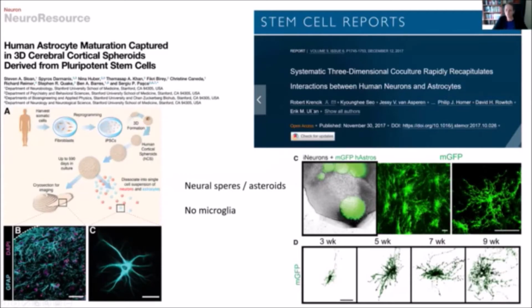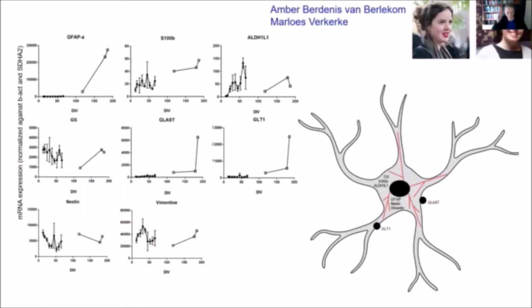And there's another report, Robert Krencik et al. They showed that they could combine neurons and astrocytes, and then they also form these neural spheres or asteroids. And you see also nice development of the astrocytes in these spheres. But again, these spheres do not have microglia. Microglia are very important if you think about studying all kinds of different diseases.